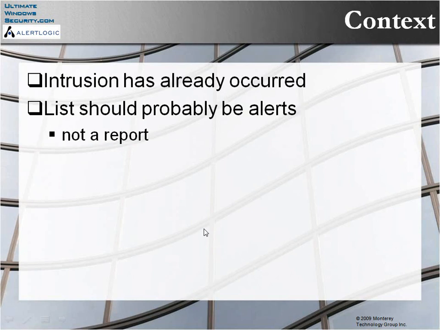So first of all, as far as context, all the indicators that we're showing you should be considered pretty dire. They're indicative that, if this is in fact a malicious or bad occurrence of this event, the intrusion has already occurred. Likely the bad guy has already gotten admin authority or otherwise compromised the system. So this is not stuff that you should just be looking at once a day or sending to yourself in a report. These events should be generating alerts as near to real-time as possible.